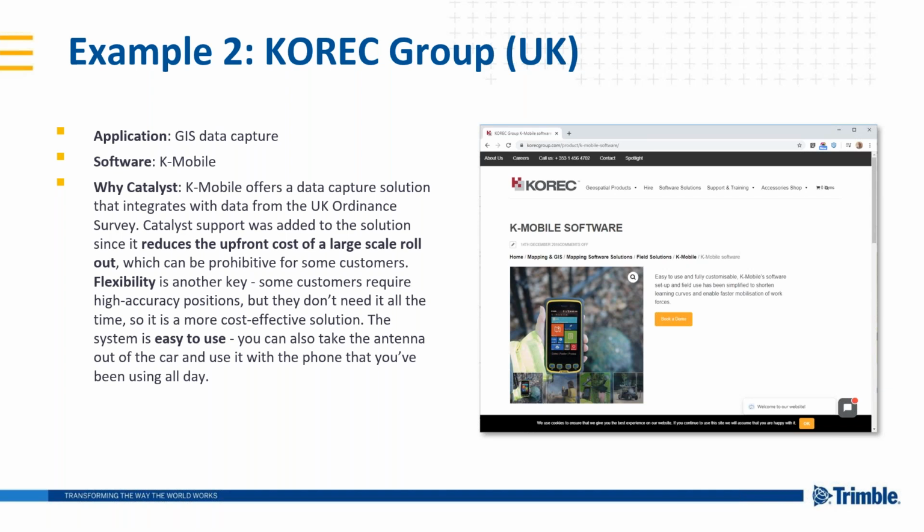And then also flexibility was another key as well. So some customers require high accuracy positions, but they don't need it all of the time. So Catalyst is a cost-effective way to again provide the customer with the capability they need when they need it, but not when they don't. And also, like normal, ease of use is a good thing as well.